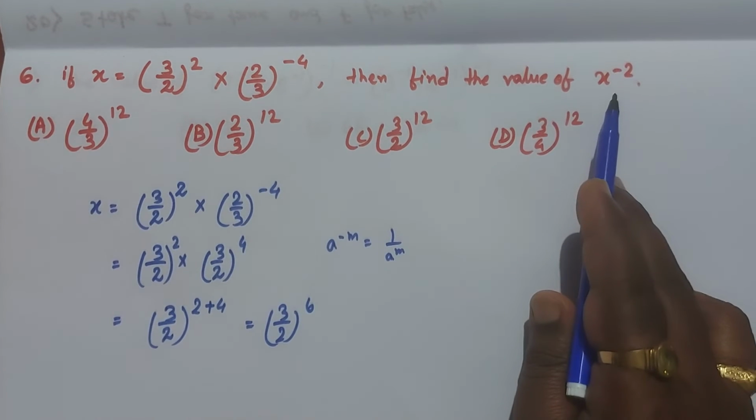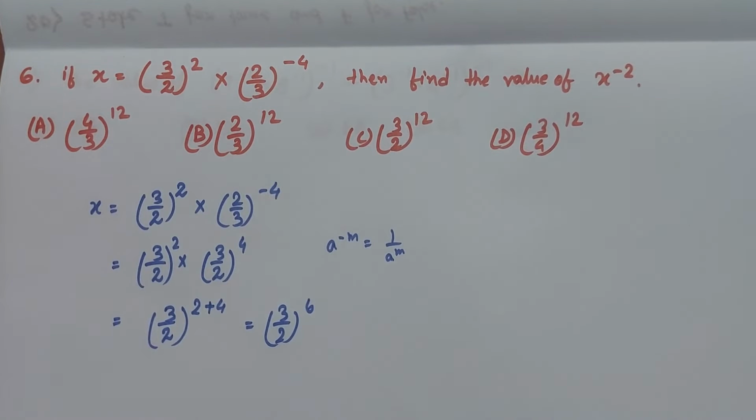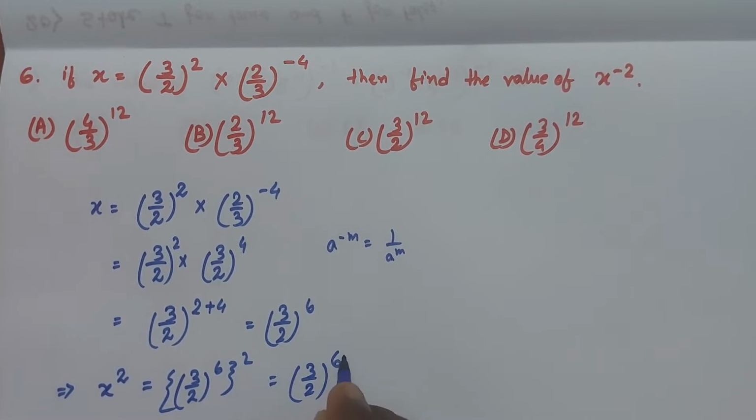Now look here, we need to find x to the power minus 2. So first let us determine x square. X square will be equal to, by squaring both sides, 3 by 2 whole to the power 6 whole square. So this means 3 by 2 whole to the power 6 into 2, this is 3 by 2 whole to the power 12. Okay, understood up to this?